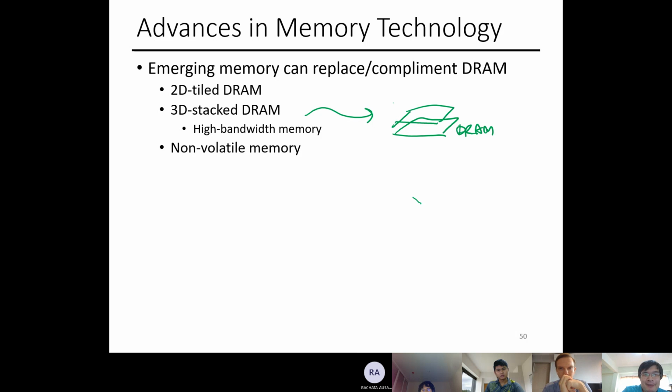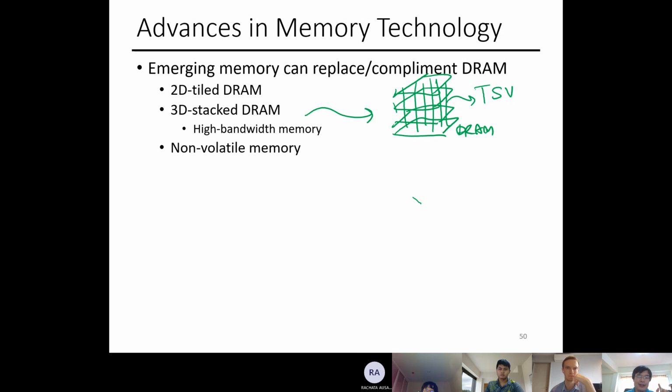You can put them on top of each other and then connect this with wires. It's not exactly wires. We call this a through-silicon via. It's a substrate that allows you to transfer data across the different stacks here. The 3D stacked DRAM gives you way more bandwidth, a lot more bandwidth.